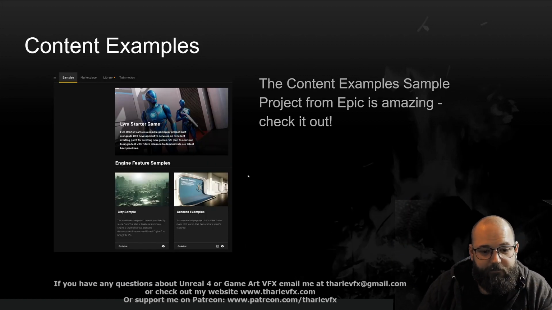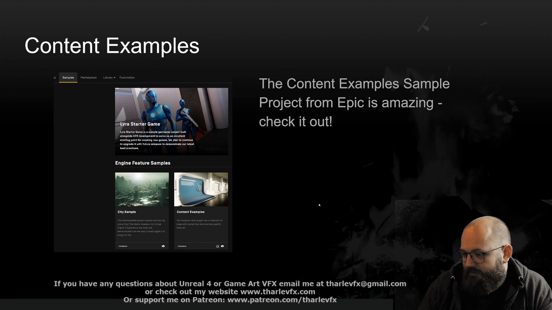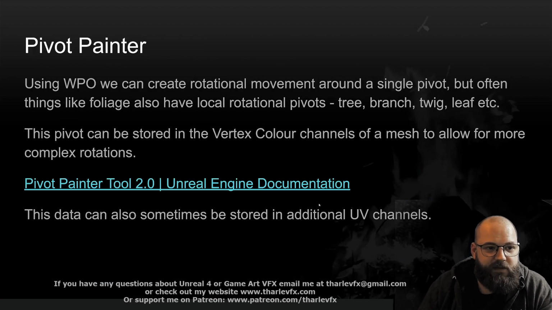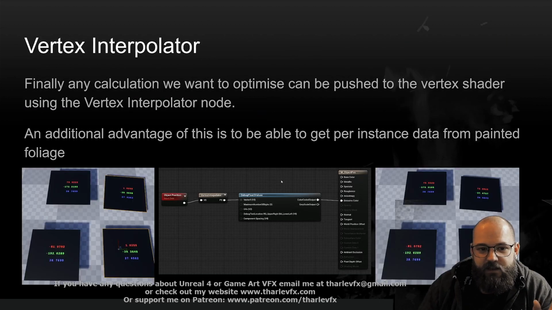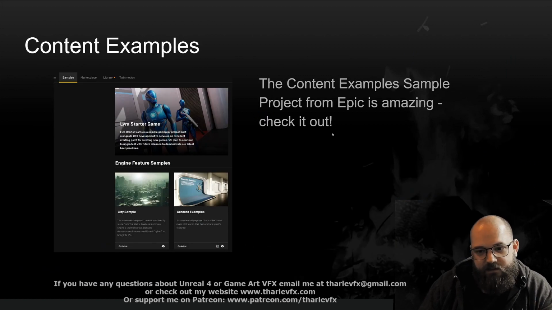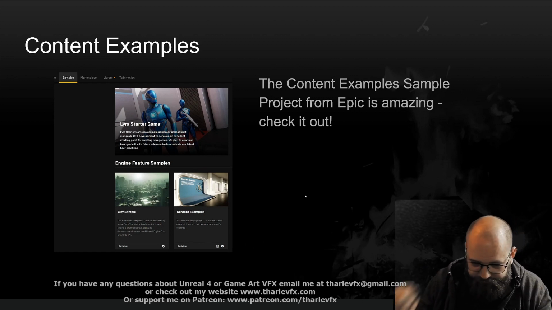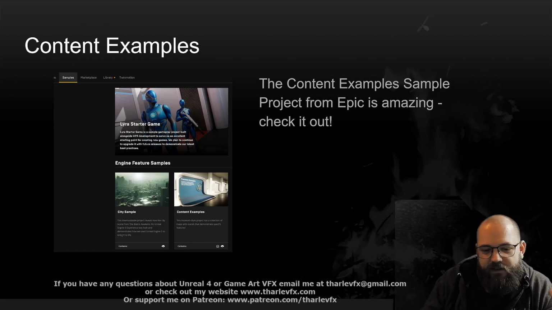Cool. A couple of examples there at the end, the pivot painter and vertex animations. If you have a look in the content examples, this is a great project. They've literally just updated it to Unreal 5. If you go to the launcher, go to samples and go to content examples, there are loads of really good examples in there that you can break down in your own time and check out the annotations on. A great way to learn. I learnt loads from it, so I highly recommend going in and checking those things out.